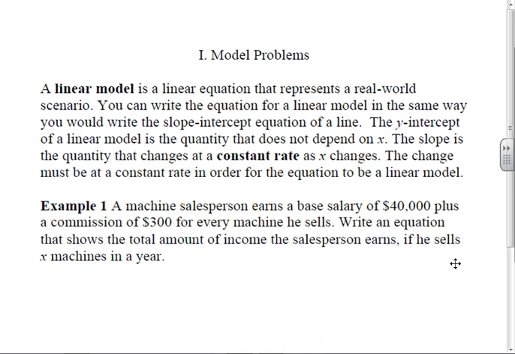Okay, we are going to take real problems, and I don't know how real this is, but it's pretty real, and try to write equations so that we can make predictions. This is a linear model because these are going to be lines. That's why they call it a linear model. They're going to be lines.